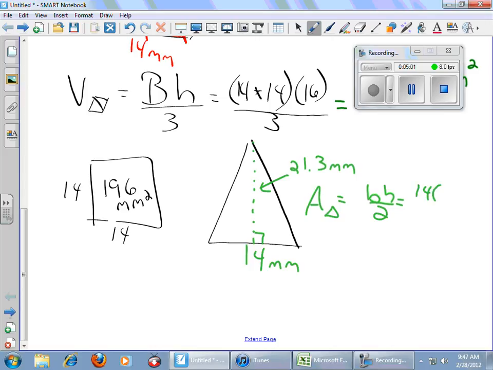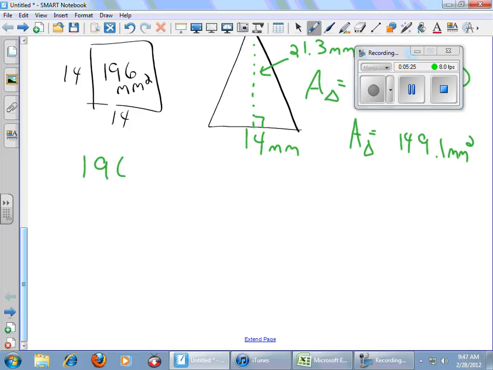The area of a triangle is the base times the height divided by 2. So I'll take 14 times 21.3, and I'll divide by 2. I can do this really quick in my head because I know that 14 divided by 2 is 7. It should be 149 and 1/10 millimeters squared. But there are 4 of those. So I could take 196 plus 149 and 1/10, 4 times.